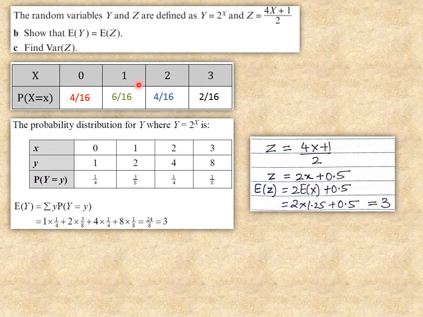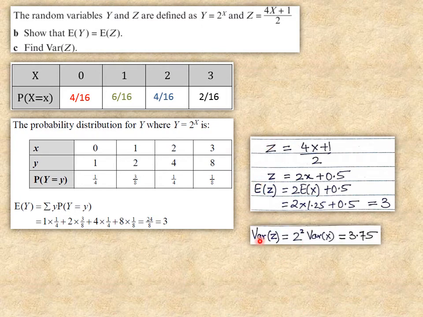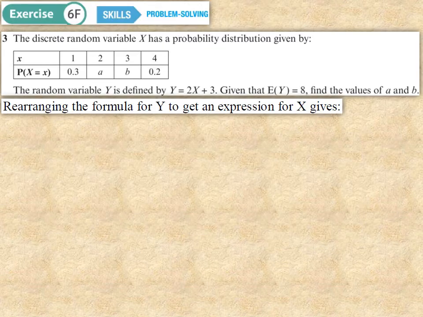Find the variance of z. See, if I know the variance of x, I can find the variance of z. This is the formula for z. The addition and subtraction has no meaning in coding. It's only this 2 squared, which will become 4 times variance of x, and we just substitute, we get the answer. Let's take the next one.